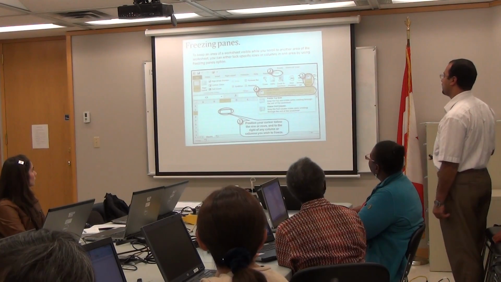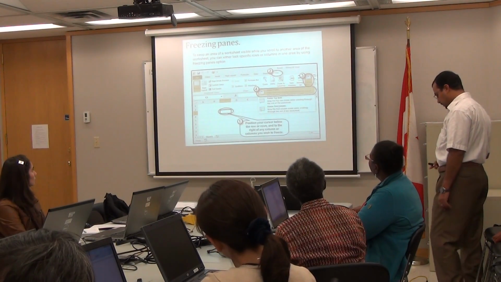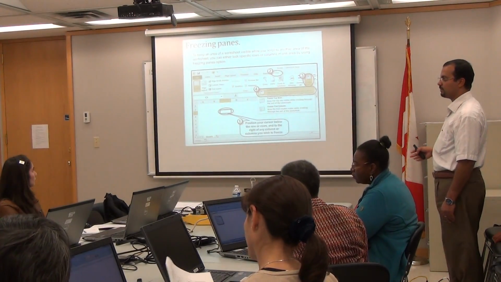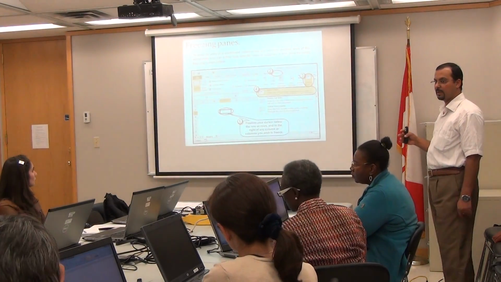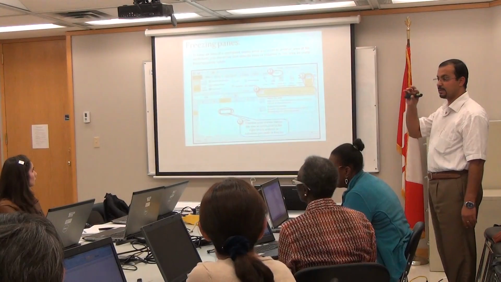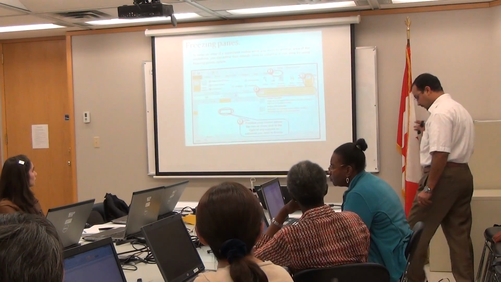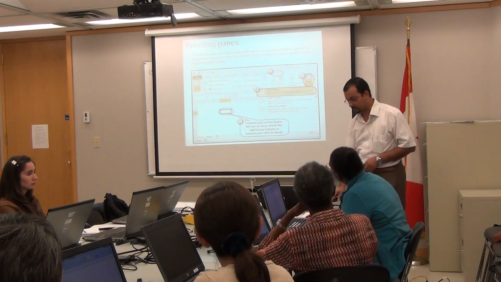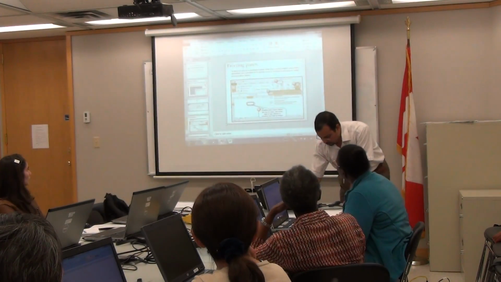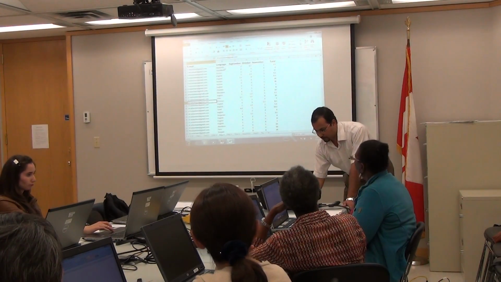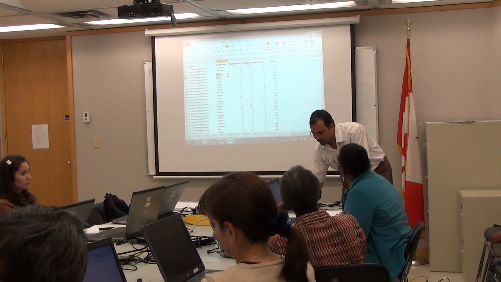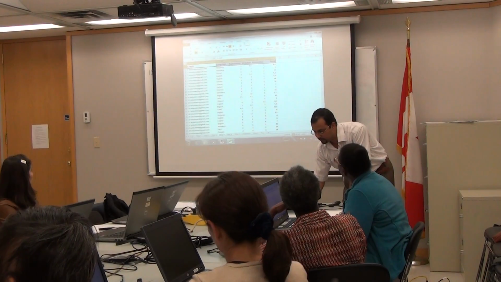Now the Freeze Panes function. This basically helps us if we have a table with a header at the top. It locks the header and keeps it visible even if we scroll down through the sheet. Let me show you here. For example, this one is not frozen. Let me unfreeze it first so I can show you the differences.